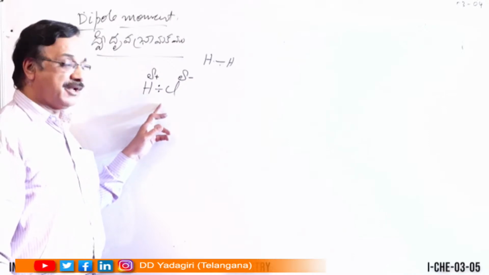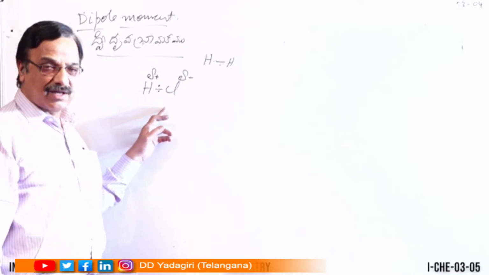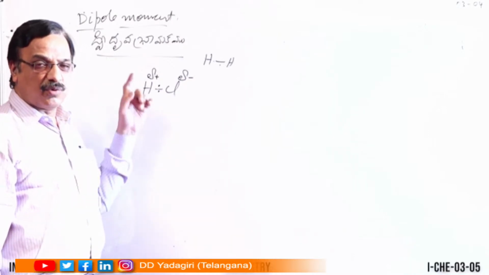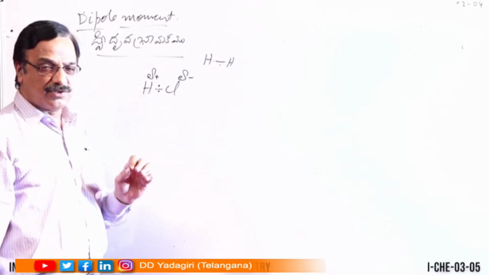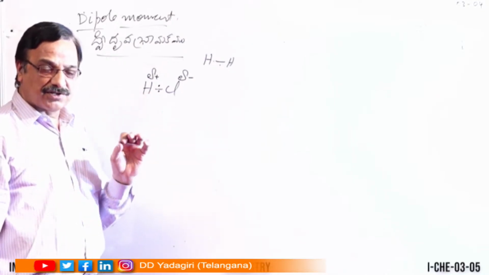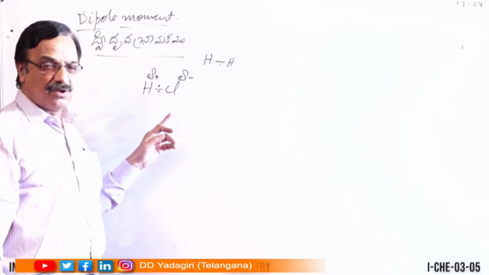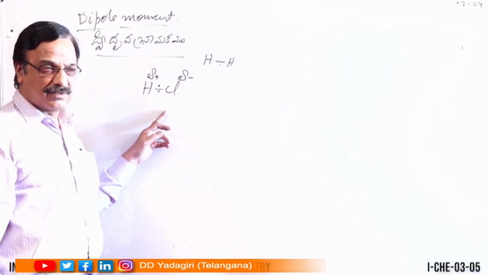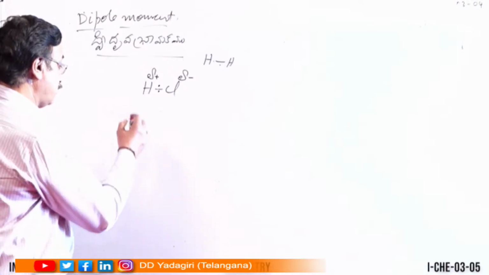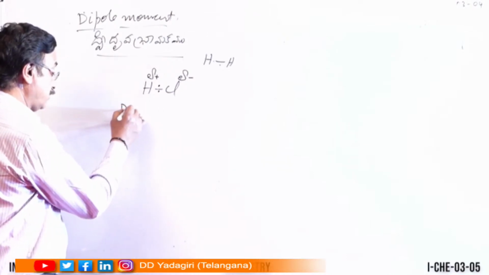So how much of this ionic character is there, right? That we can measure with the dipole moment. Dipole moment is used to measure the percentage of ionic character present in the covalent bond, right? So we can define the dipole moment.